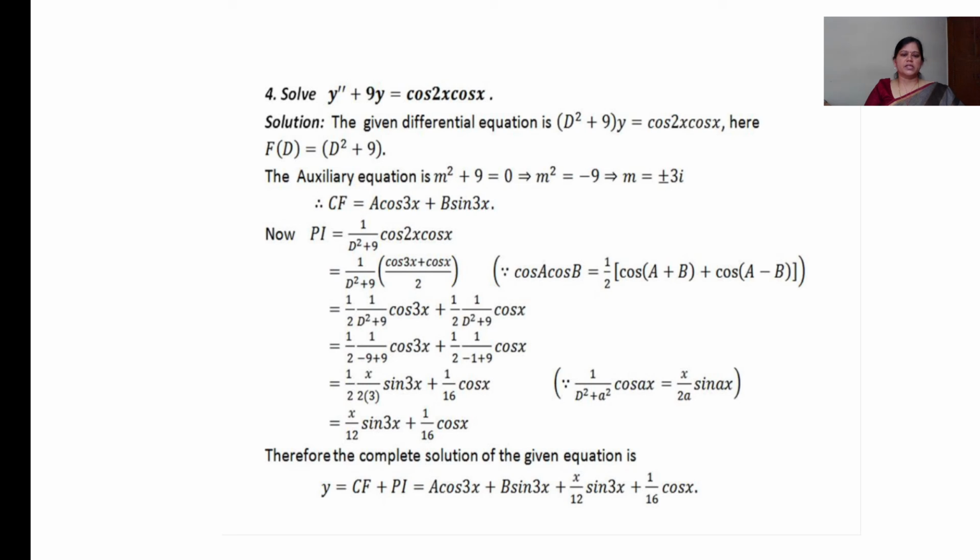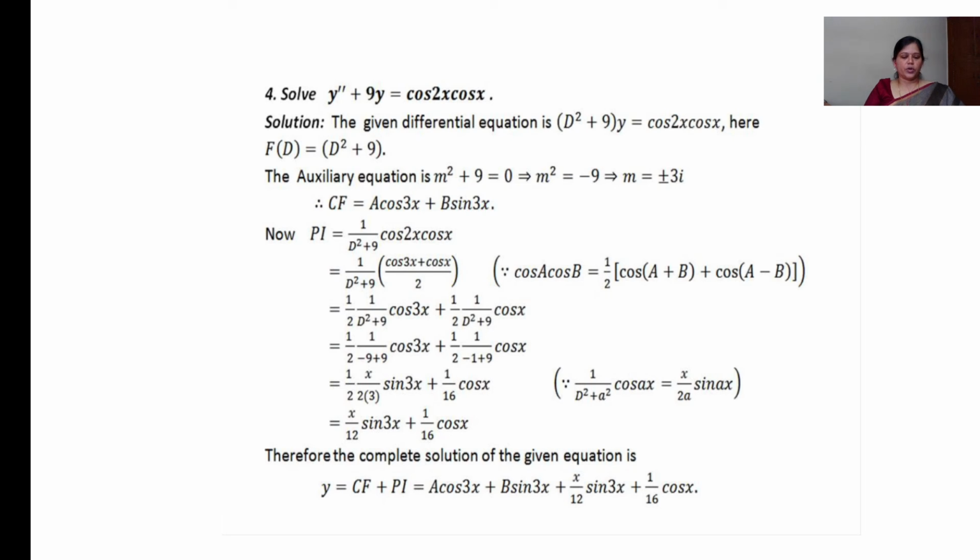We have two terms in f(x), so we can split it. The first term becomes 1/2 into 1/(D² + 9) cos 3x, plus 1/2 into 1/(D² + 9) cos x. Now we have two terms for the particular integral, and we will simplify both one by one. Here we notice both are in the form of cos ax, so we can use the replacement of D² by −a².